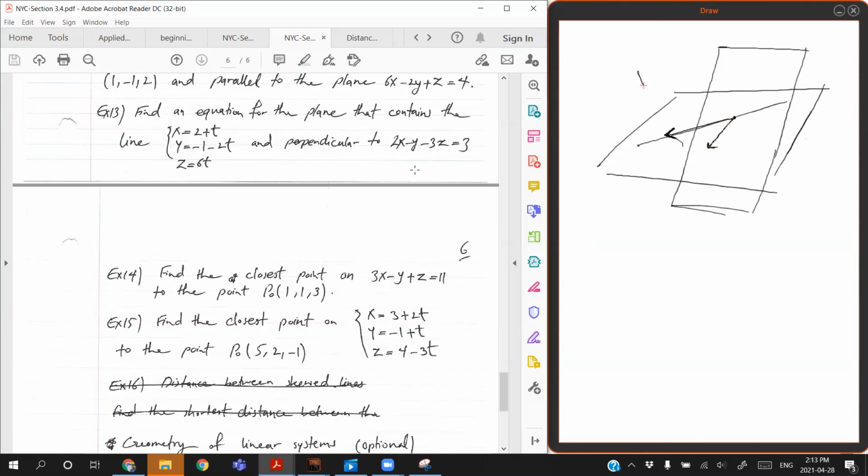If I want to write the equation of this plane over here, what do I need? I need a point on that plane, and I need two vectors that are parallel to the plane. Since the line is contained in the plane, I can use a vector that's parallel to the line. That I can get from the equation. And for the other vector, I can use the normal vector for the plane, because these two planes are orthogonal. That means the normal vector to this plane would be parallel to this plane.